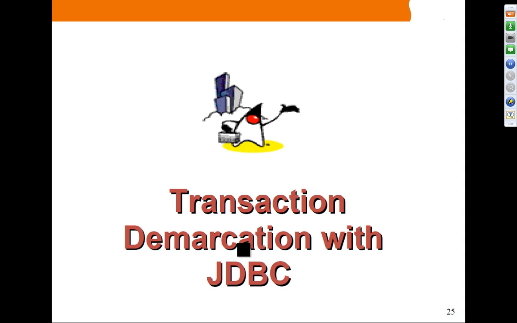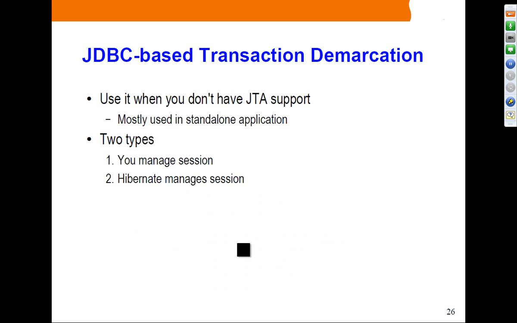All right, so let's talk about transaction demarcation with JDBC. This is the sample code that we have seen before. This is where you do not have JTA support. JDBC-based transaction demarcation is used mostly in standalone applications. Here you can manage in 2 different ways. You can manage the session yourself, or you can let Hibernate manage the session.